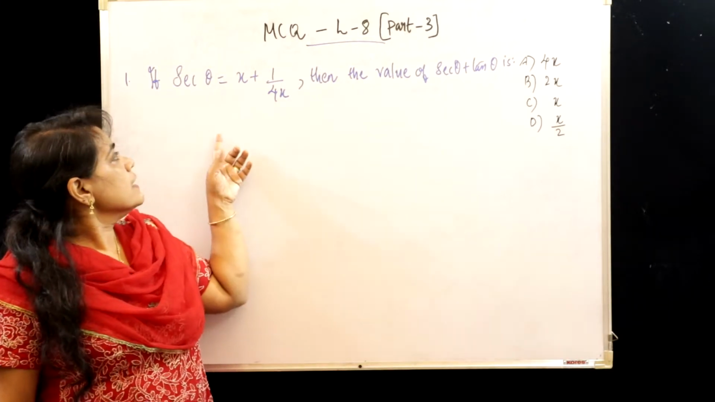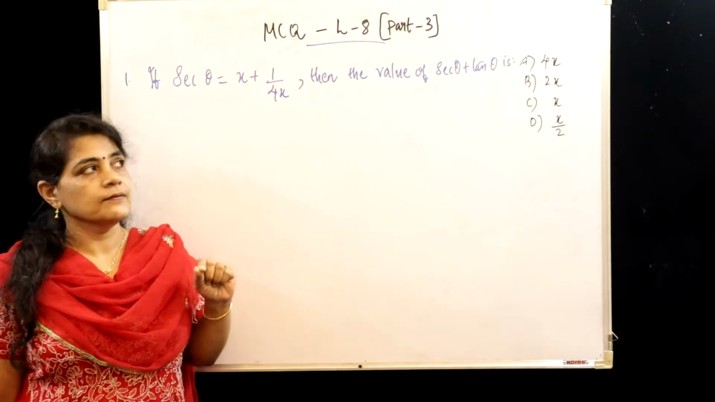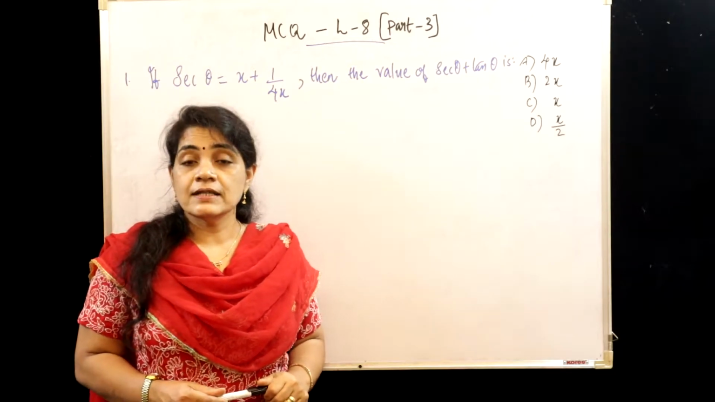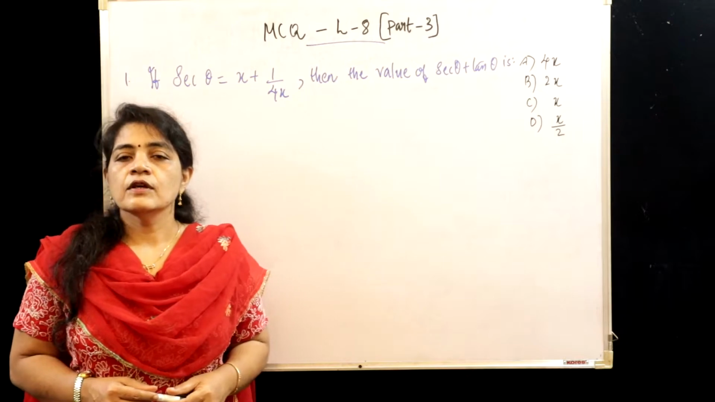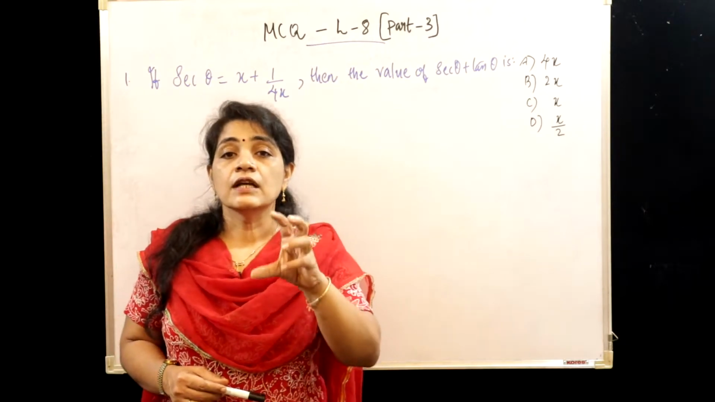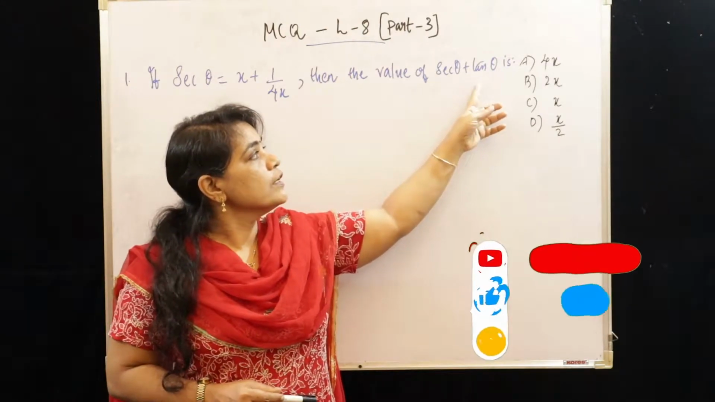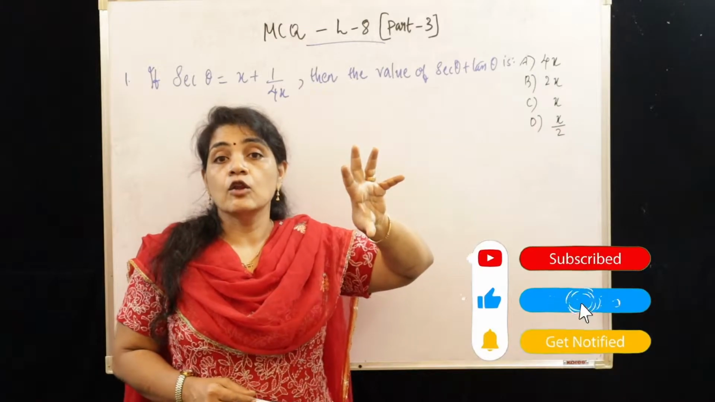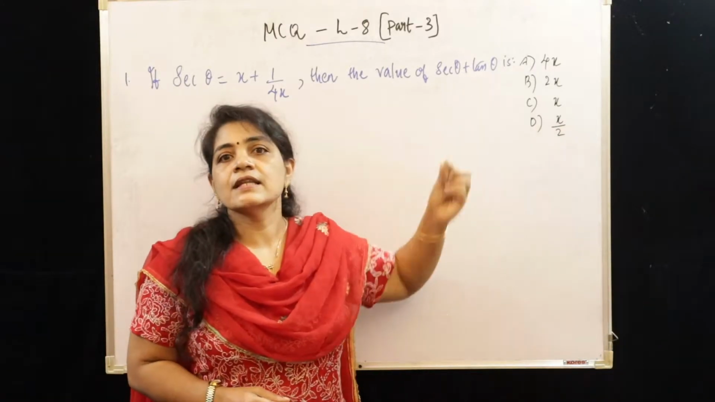If sec theta equals x plus 1 by 4x, then the value of sec theta plus tan theta is, we have 4 options. So what is given, children? We have given the value of sec theta, and we have to find out sec theta plus tan theta. That means we should get the value of tan theta, then only we will get sec theta plus tan theta.